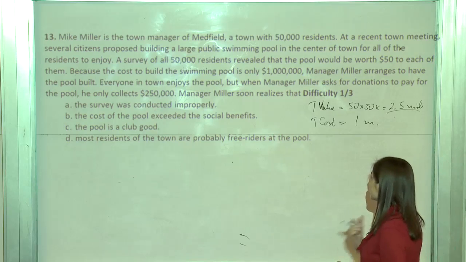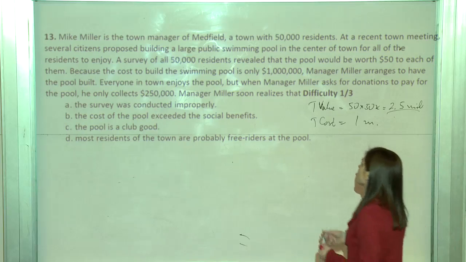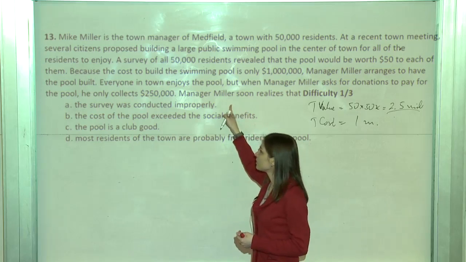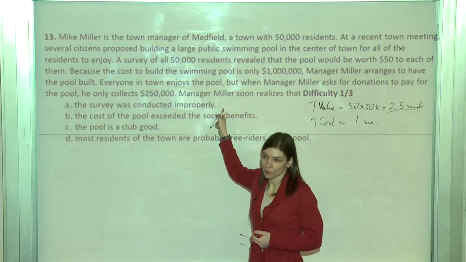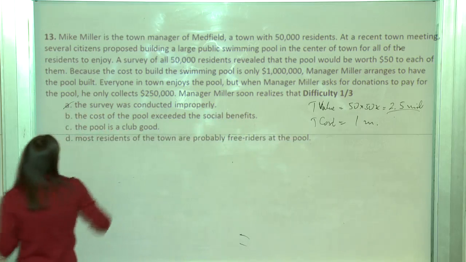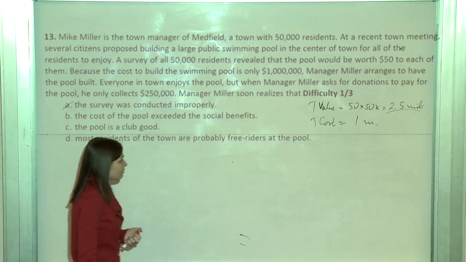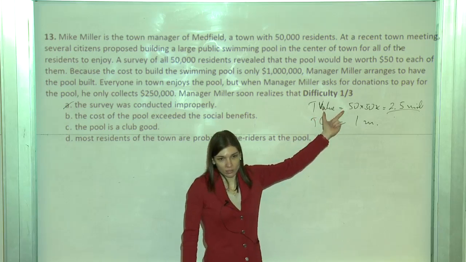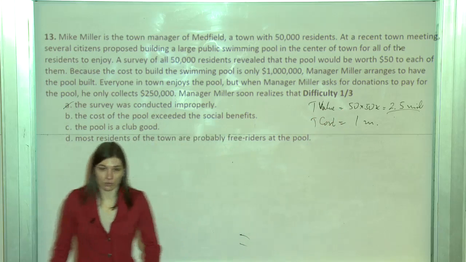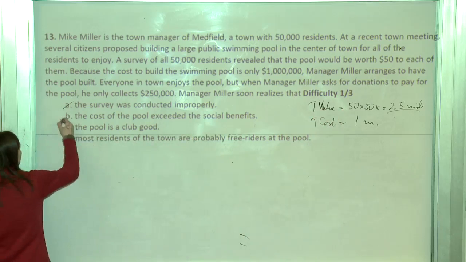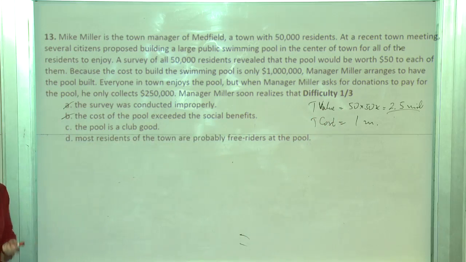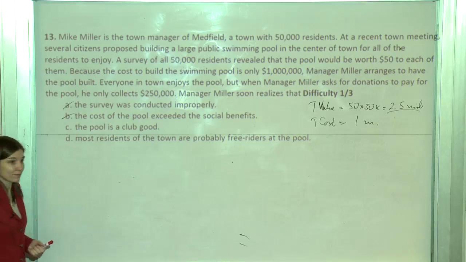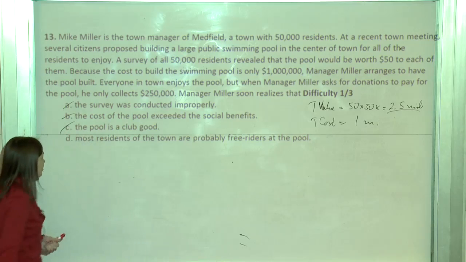They soon realized what happened. Okay, so was the survey conducted improperly? No. The cost of the pool exceeds the social benefit. Is that true? No, right? We know the cost is 1, the social benefit is 2.5 million, so it does not. The pool is a club good? No, because club goods you can charge for, right? So the pool is not a club good.